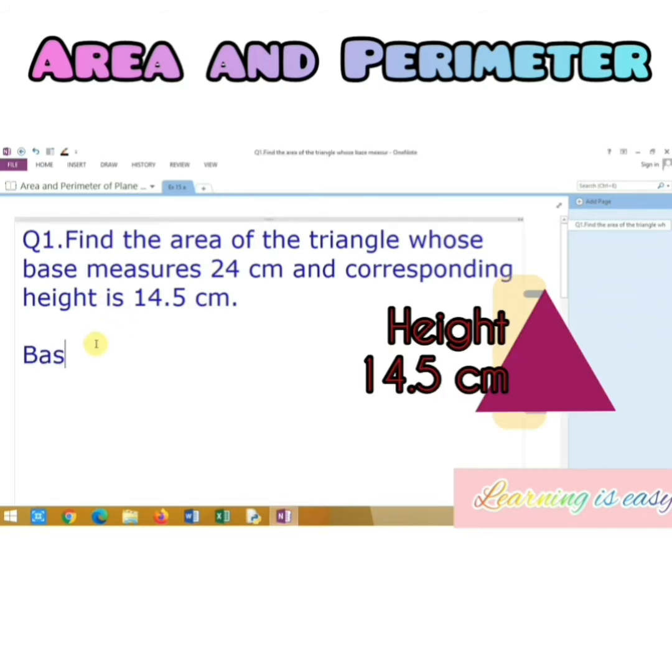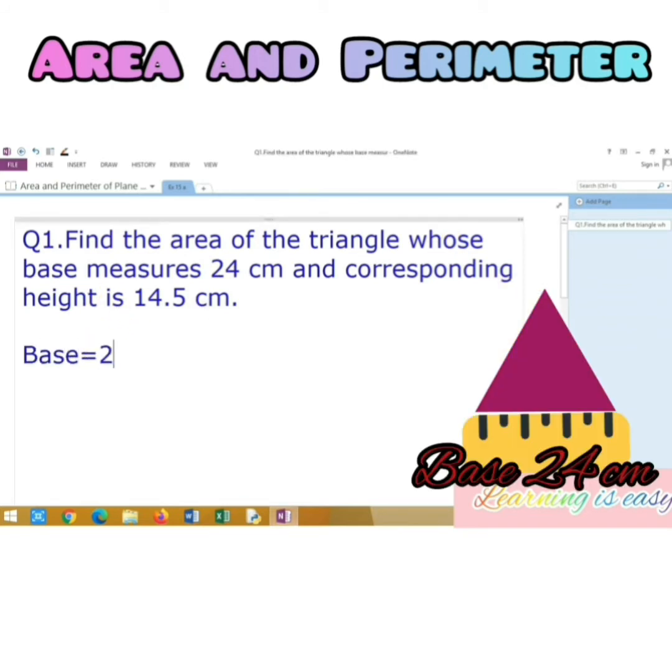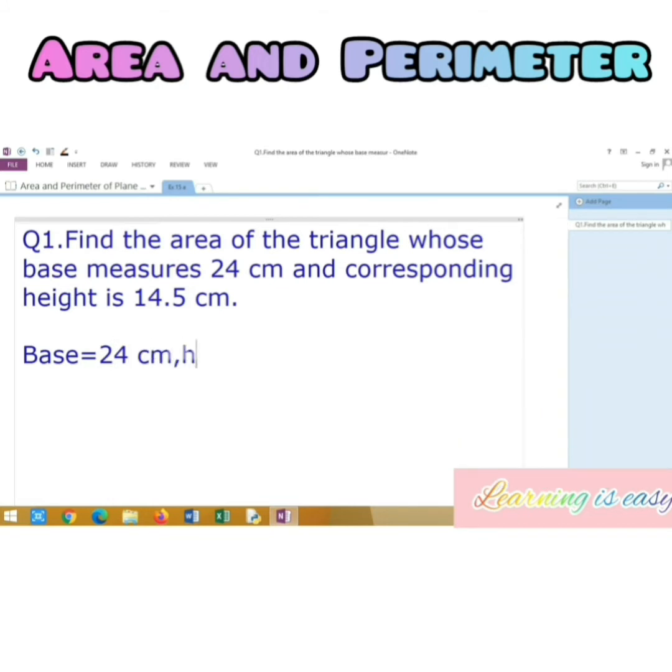The base and the height are given for a triangle, so we have the formula directly to apply. Area of the triangle is half into base into height. Base and height are given in the question, so by substituting in the formula, we can get the area of the given triangle.